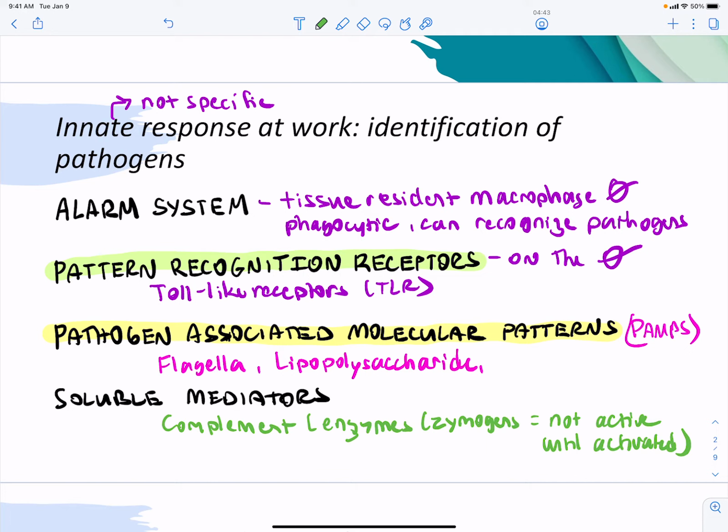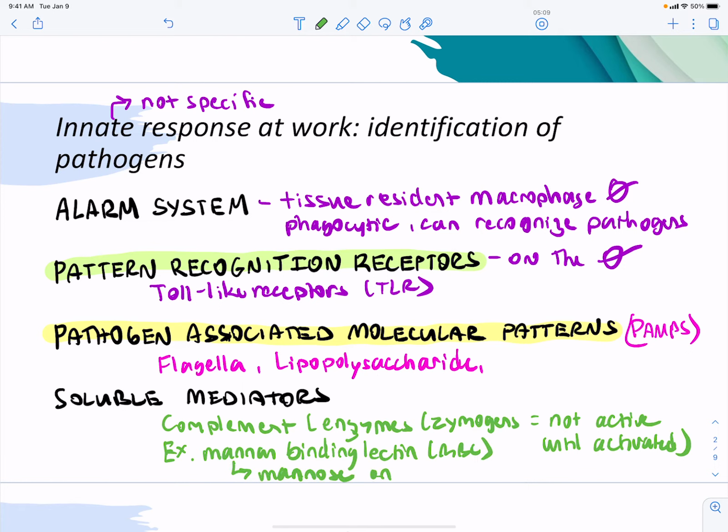So complement is a series of enzymes that are not active. And they bind to, an example of a system within the complement is a mannan-binding lectin, or our MBL system. And this recognizes mannose on bacteria. So we don't typically have mannose on our cell membranes, and so the presence of mannose on a pathogen will trigger the mannan-binding lectin system, which will trigger the complement zymogens and activate them so that they can kill potential bacteria.